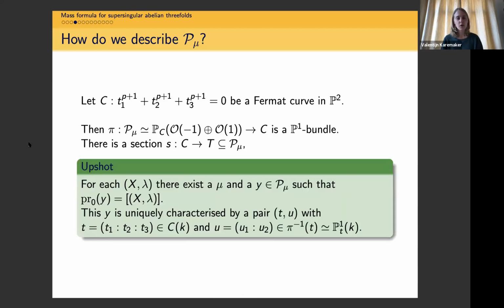And then what we learned from that is that for each x in Λ, each supersingular threefold, there exists a μ, a polarization of E^3, and a flag type quotient Y, such that that is projected to our variety that we started with. And this Y itself is then uniquely characterized by a pair (t, u), where t is a point on the Fermat curve C, and u is a point on P^1. So the mass formula that we'll be finding will depend on the value of this t and u in the end.